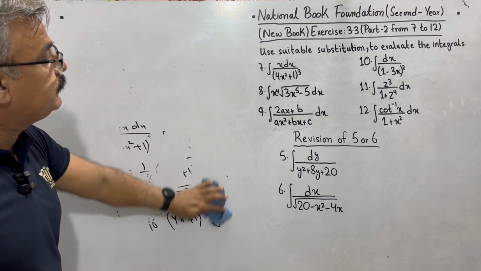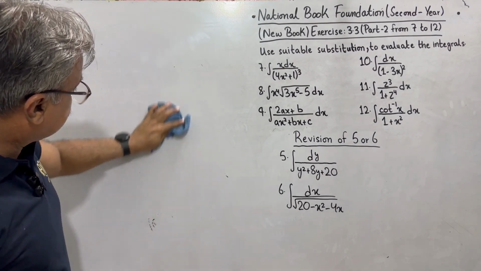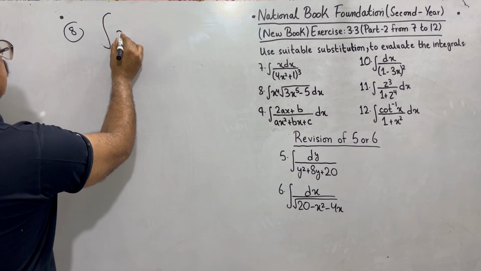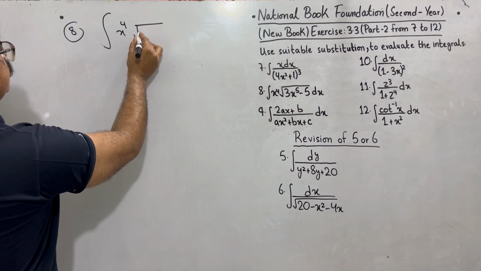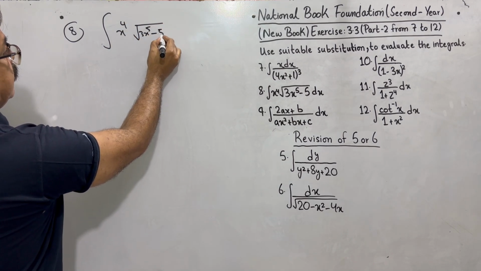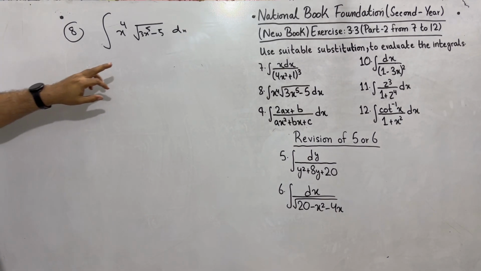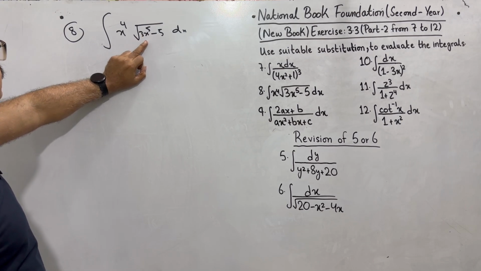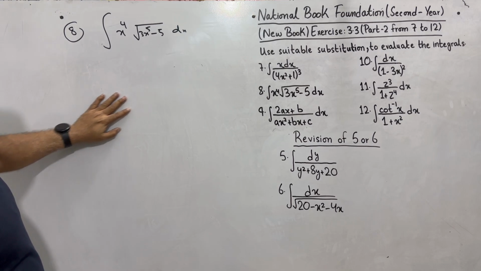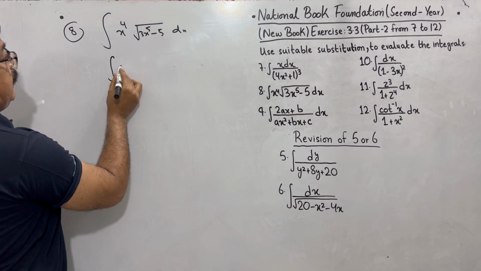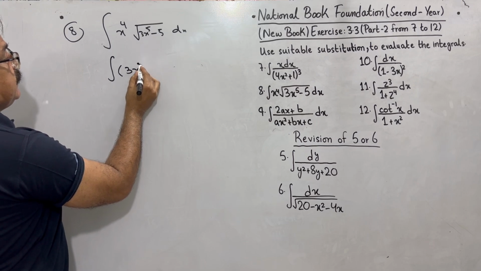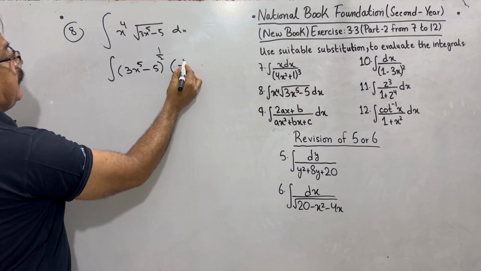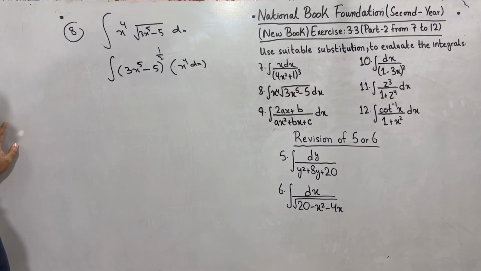Moving towards the next question after 7, 8. That is, we have the integral of x4 root of 3x5 minus 5 dx. Look at this: the differentiation of 3x power 5 will become 15x4. x4 is there, only the deficiency of 15 we can compensate. Write the function first, (3x raised to 5 minus 5), under root means power 1 over 2, and here is x4 dx. Simply substitute.